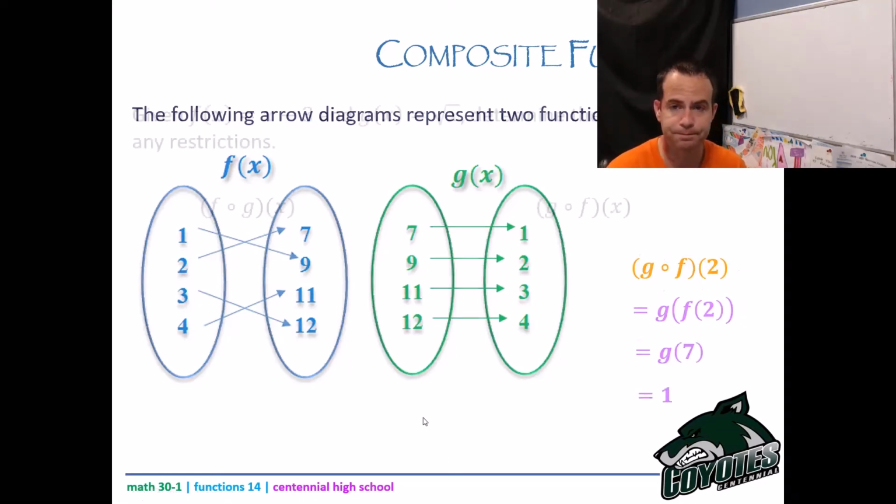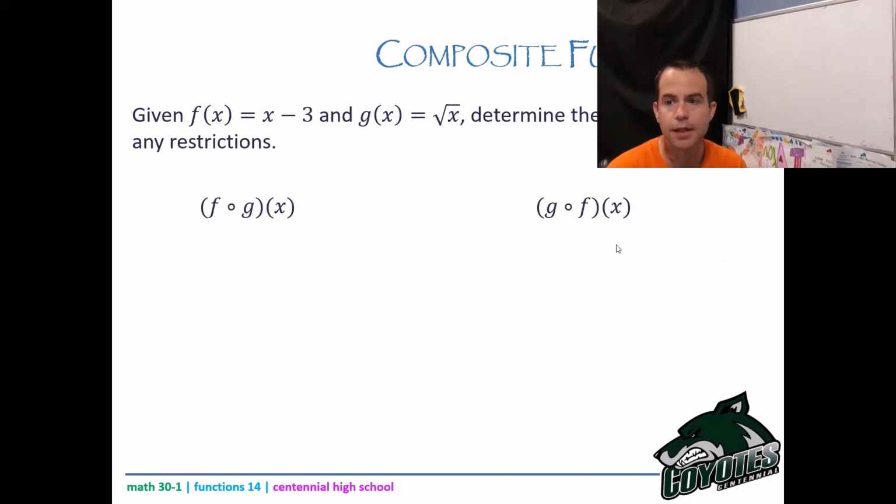Okay? All right. Given f of x equals x minus 3 and g of x equals the root of x, determine the following and state any restrictions. So I've got f of g of x. First thing I want to do there is rewrite it with the brackets. Now, that means I'm looking for g of x first. g of x is the root of x. So I've replaced g of x with the root of x.